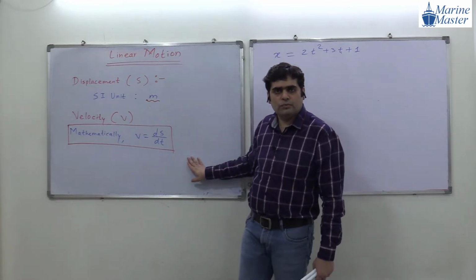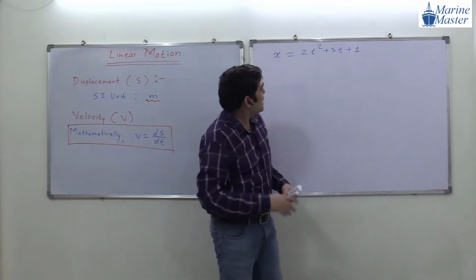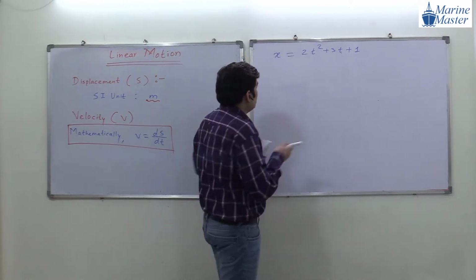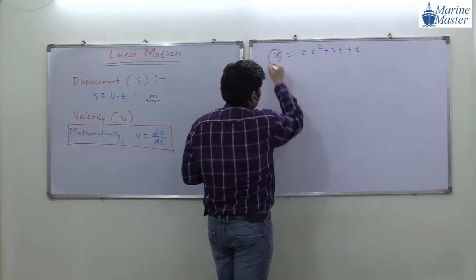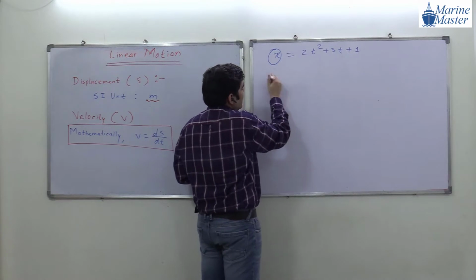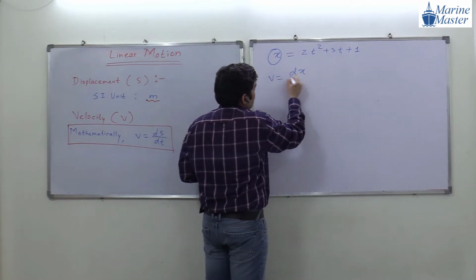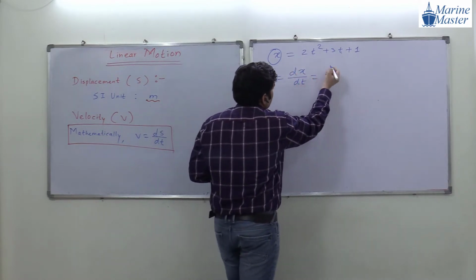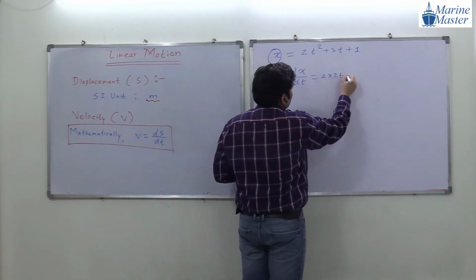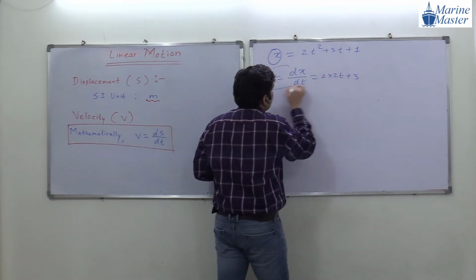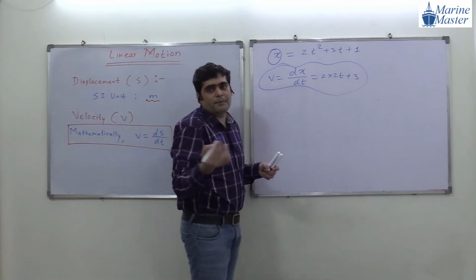Okay, this is only for those who want to give the maths paper. This is like a displacement. So here velocity will become dx by dt, and it will become 2 into 2t plus 3. So this will become the expression for velocity at a particular time.